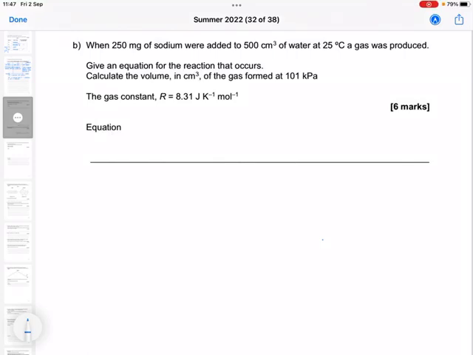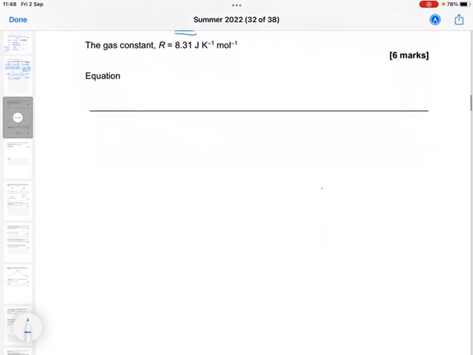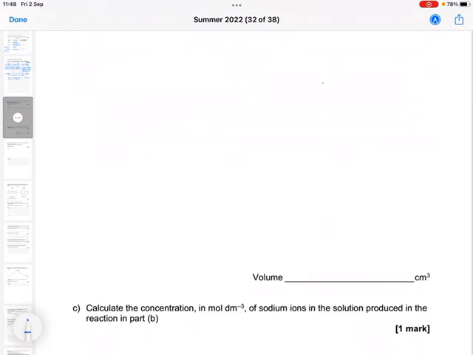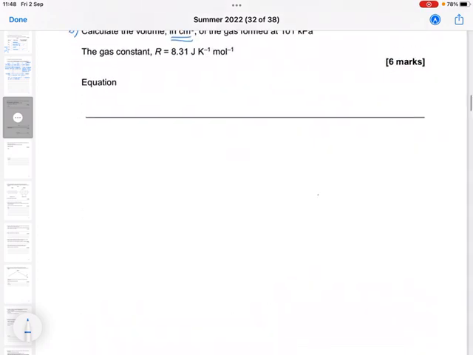Part B. When 250 milligrams of sodium was added to 500 centimetres cubed of water at 25 degrees C, a gas was produced. So let's break this question down. Let's call that A, let's call that B. Give an equation for the reaction that occurs and then calculate the volume in centimetres cubed. This is something that once you've done the calculation you might forget. There is actually a reminder down here, so that's good.